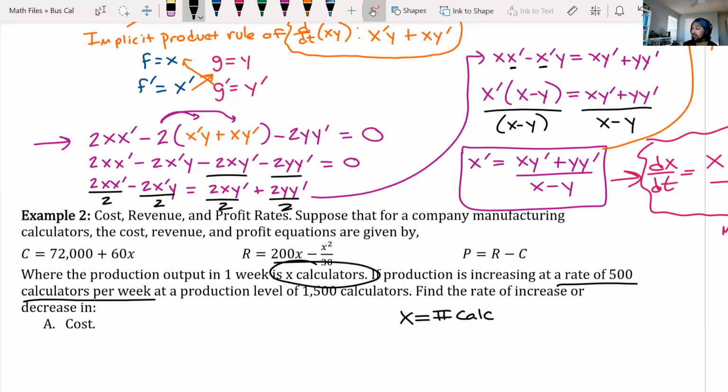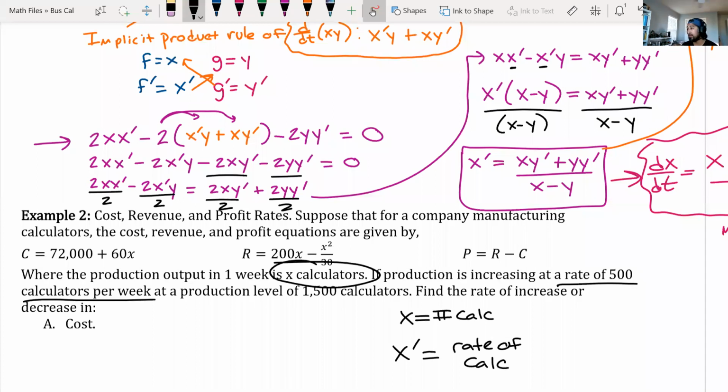And then the next thing we see is that if production is increasing at a rate of 500 calculators per week, rate. Well, what fancy word represents rate? It also means slope. It's that one that we learned. I forgot what it's called. The derivative. There you go. So if this is the rate of calculators, this means that this has to be the implicit derivative of x. So the rate of calculators is going to be represented by x prime. And I'm just going to say rate of calculators.